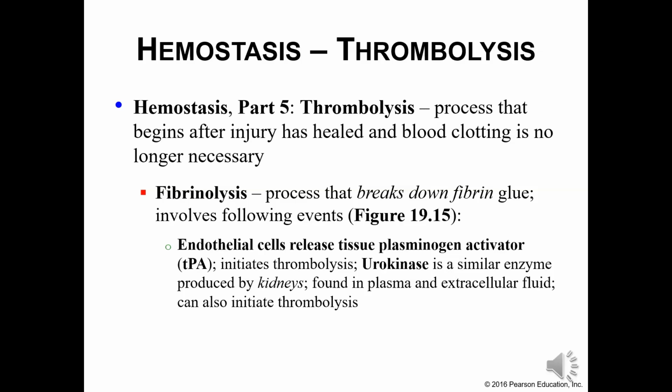Urokinase is very similar to TPA, tissue plasminogen activator, but it's produced by the kidneys. It's found in both the plasma as well as the extracellular fluid, and they can also initiate thrombolysis, the breakdown of thrombin.